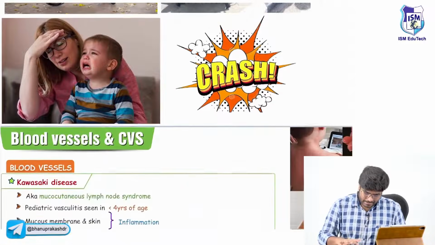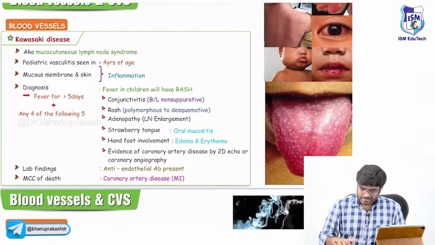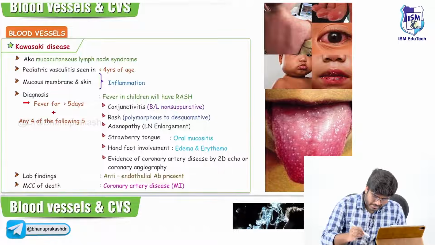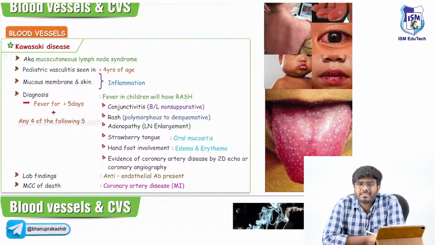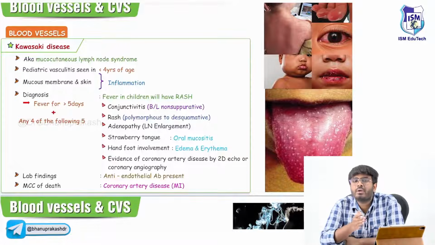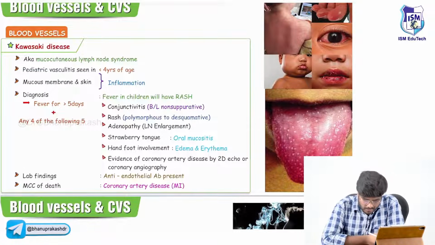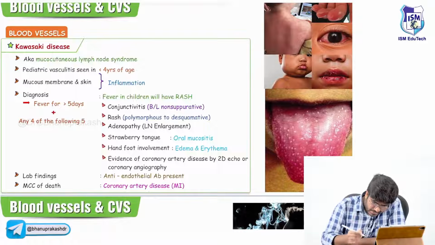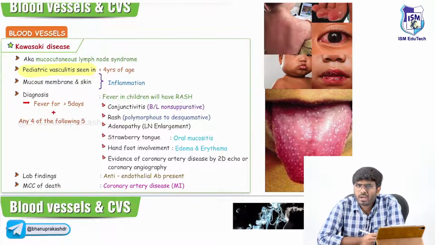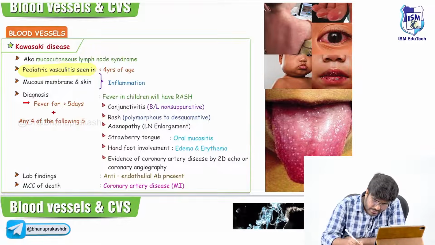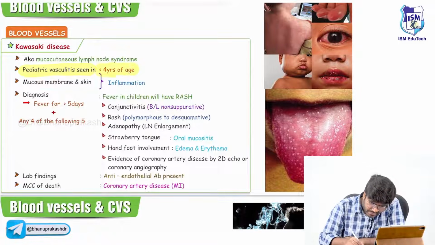Because, see, the Kawasaki disease. Let's write it point by point. This Kawasaki disease, in whom is it going to occur? In 40 years or 50 years or 20 years? Young males and young females? No, it's going to be seen in children, sir. So it's a pediatric vasculitis. The first point is it's a pediatric vasculitis, seen in small children, less than 4 years of age.